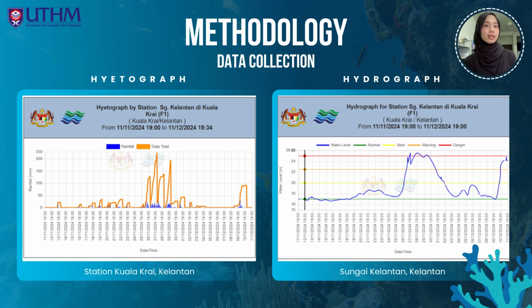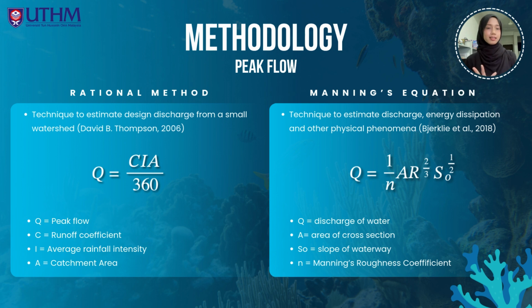Next, there are two graphs that were obtained from the Public Info Banjir website in order to analyze the data that we collected. The first one is the hyetograph. The data inside the hyetograph will be used to calculate the station's discharge value and also will be used in our separation method to calculate the UH ordinates. The second figure is the hydrograph of Sungai Kelantan. Lastly, for the peak flow calculation, there are two methods that we use.